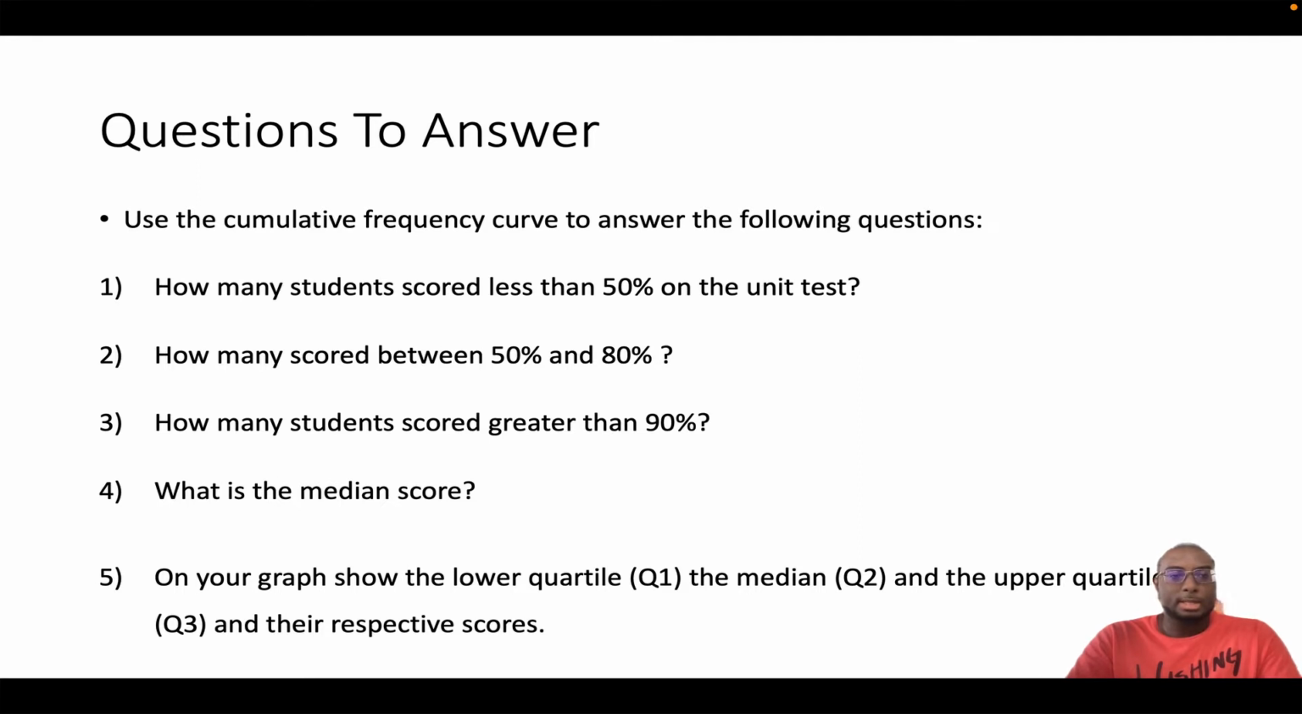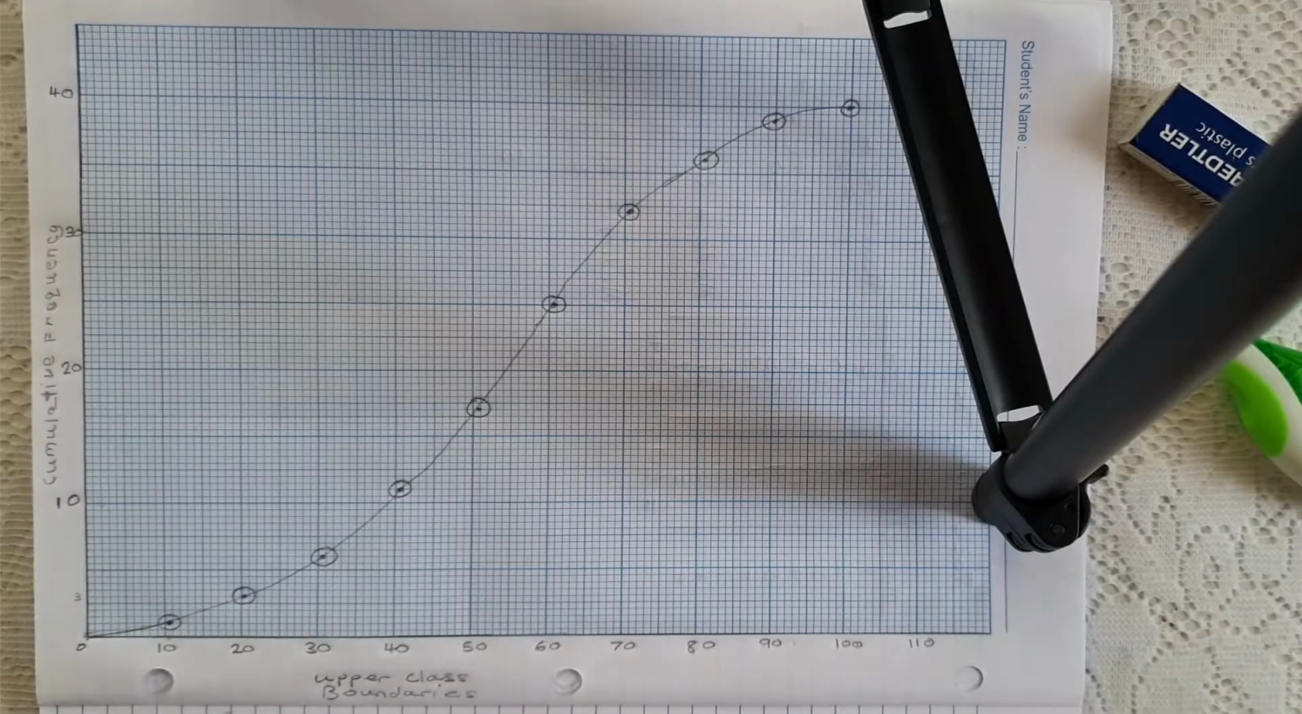last class, such as how many students scored less than 50%, how many students scored between 50 and 80, how many students scored greater than 90, the median score, as well as identifying the median, the upper quartile and lower quartile respectively. So the first question we are asked is how many students scored less than 50% on the test.